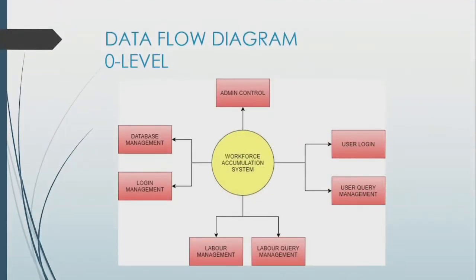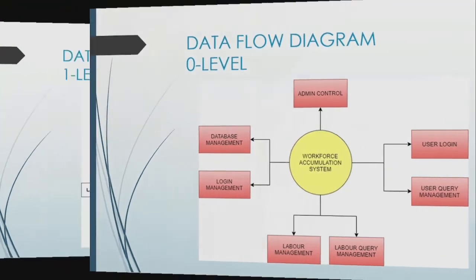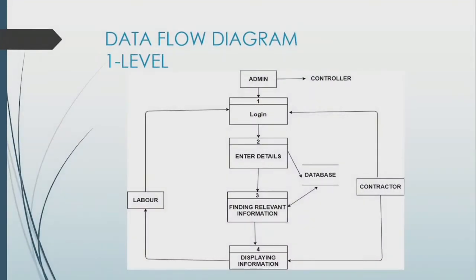This is the data flow diagram. All the operations have been represented in this DFD zero level, such as admin control, database management, user login, labor query management, etc. This is the data flow diagram level 1. This DFD represents how the user would log in and enter his details. After that, the data would be stored in the database and relevant information would be displayed to the user from the database.